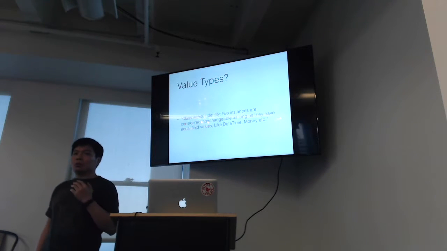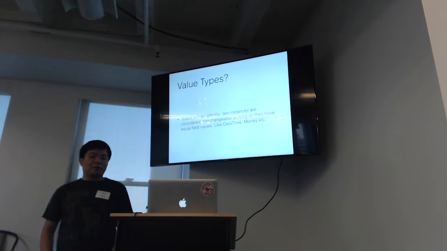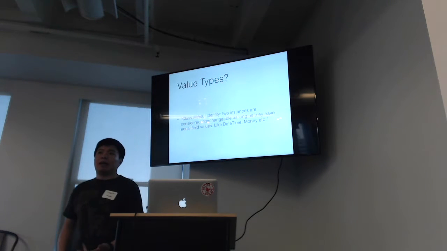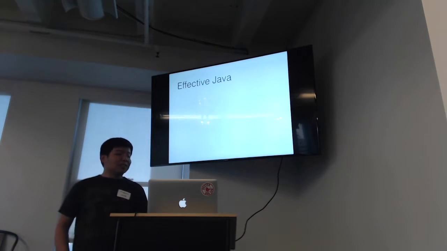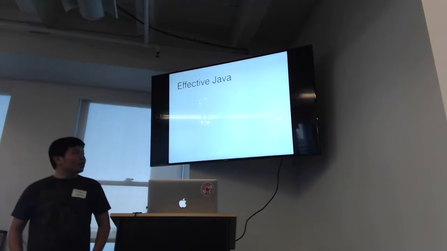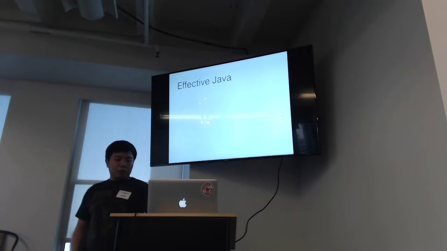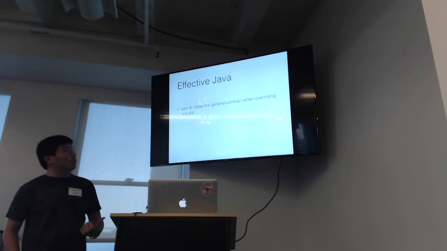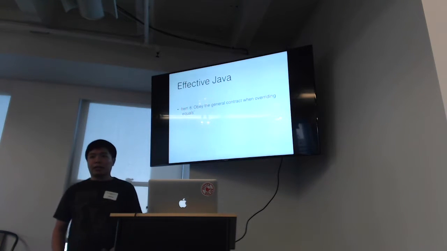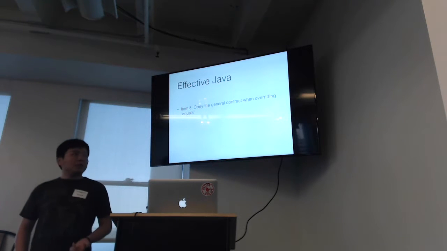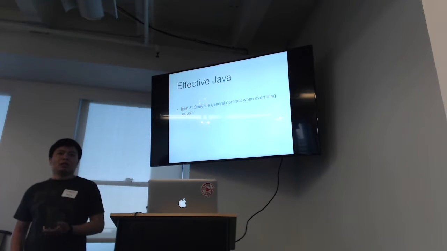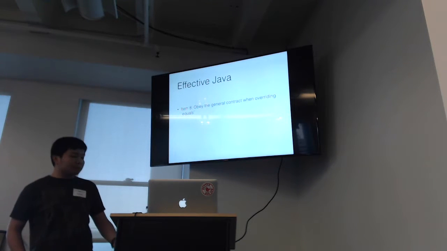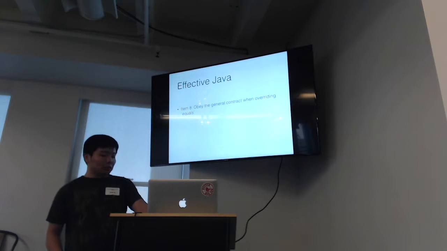So when you're writing the code for those value types, there are some general rules you have to obey. There is a fantastic book called Effective Java. Basically, if you're writing those value types, you first of all have to obey the general contract when overriding equals: transitivity rules, like if A equals B and B equals C, then A should equal C, and if A equals B, it should be equal to B forever. And there are a lot of rules about that too.